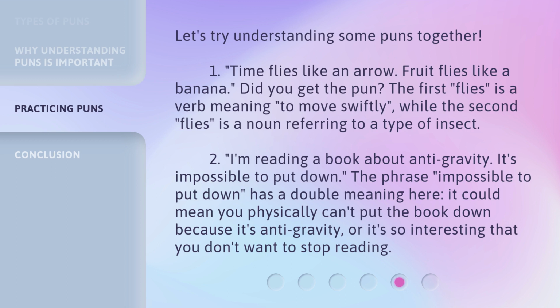2. I'm reading a book about anti-gravity. It's impossible to put down. The phrase, impossible to put down, has a double meaning here. It could mean you physically can't put the book down because it's anti-gravity, or it's so interesting that you don't want to stop reading.